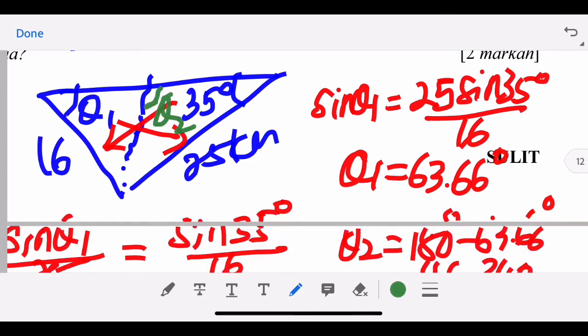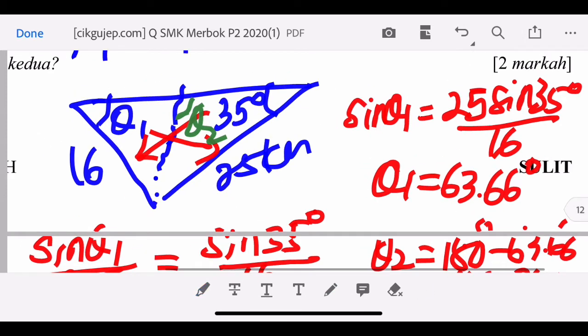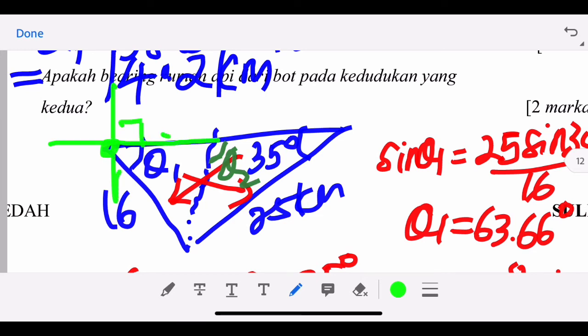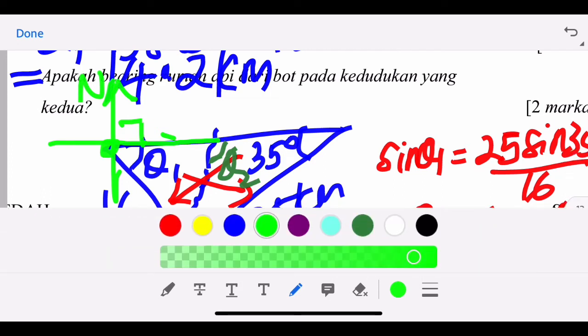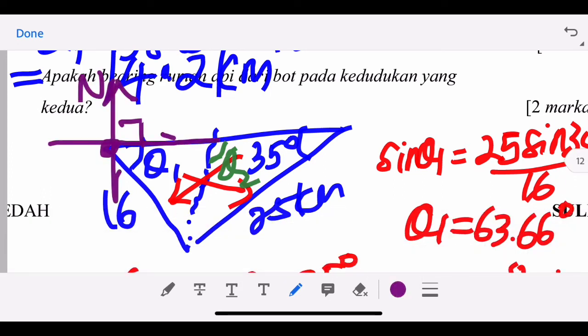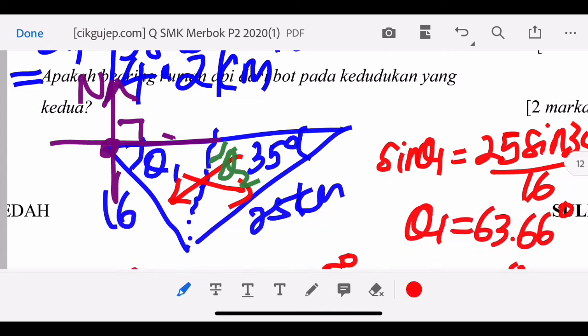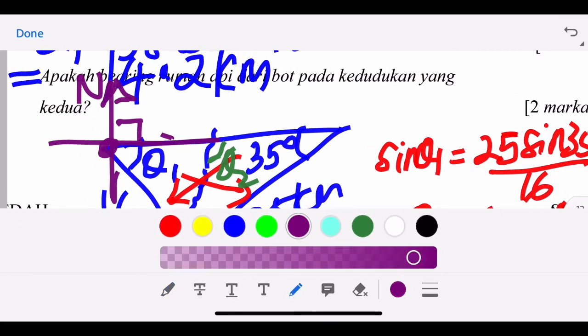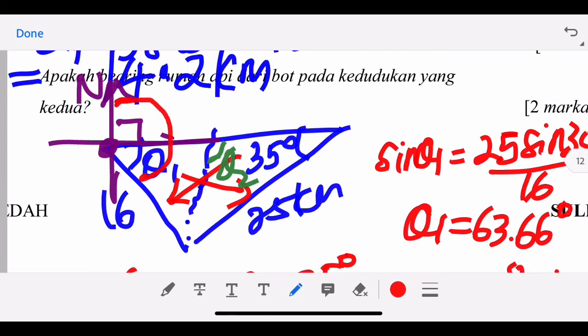Okay, but the question is not asking for theta 2. The question is asking for the bearing. Let me highlight to you. The question is asking you to find this bearing. Alright, this is 90 degree because this is west, this is north. So the question is asking for this one. Let me highlight for you this bearing. So that's why you have to take 90 plus theta 1.